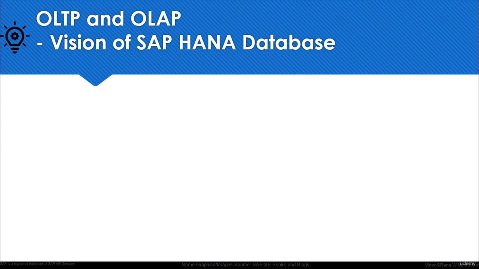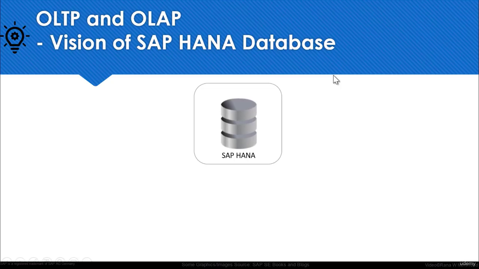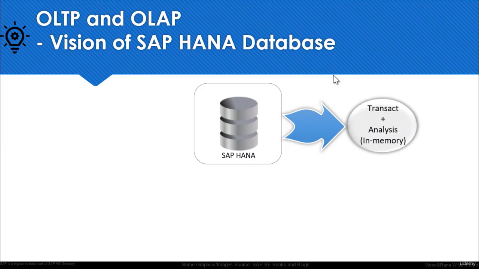So the idea or vision of SAP HANA originates from here. A database which is the merge of both OLTP and OLAP database designs, or can handle both OLTP and OLAP processing from a single data model. In SAP HANA database, there is one individual copy of data for transactions and analysis, all in memory.